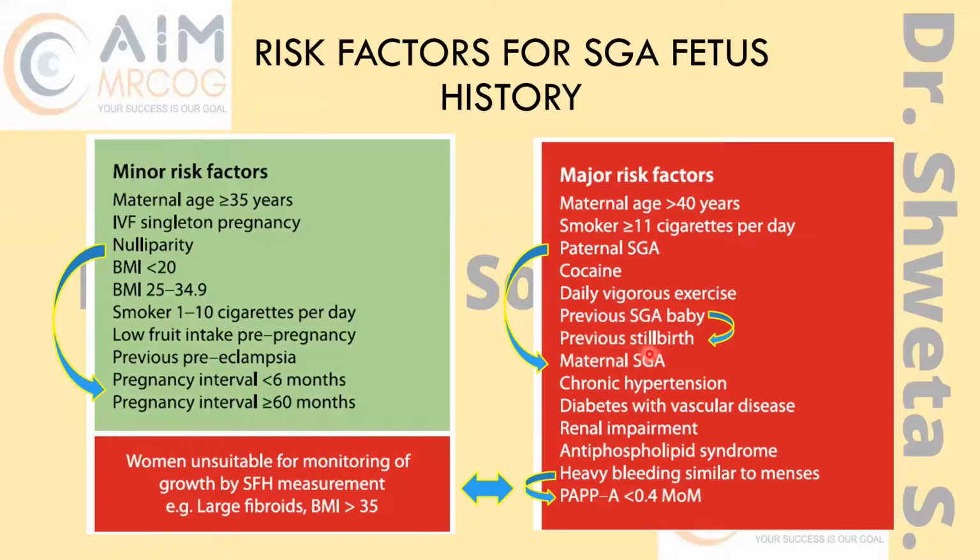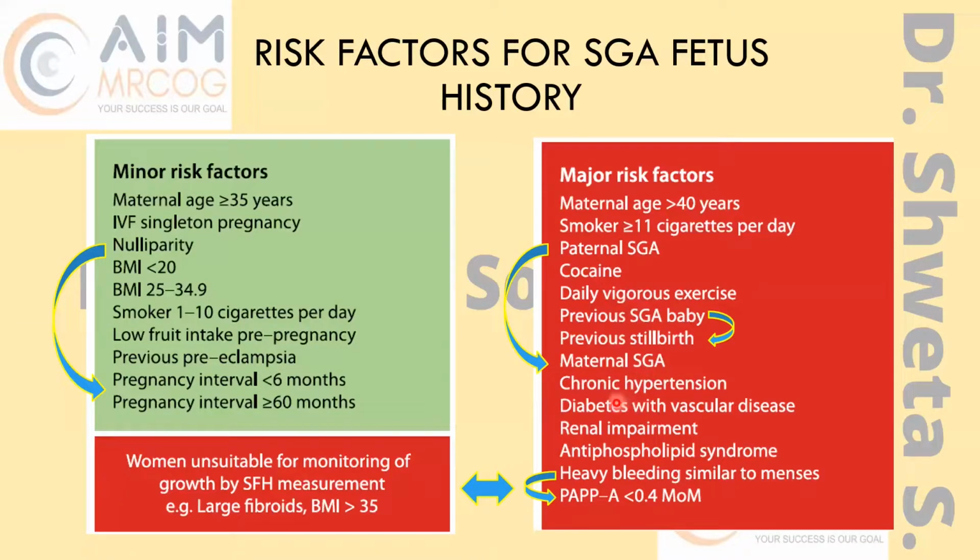Previous stillbirth actually has the highest odds ratio for the SGA. Previous stillbirth has the maximum risk. This is very important and these two go hand in hand. If previous SGA, then the risk is twofold to get SGA this time. That is also an SBA question. So you have to memorize these two together. You have to memorize paternal, maternal SGA together. And these four things are in her personal history.